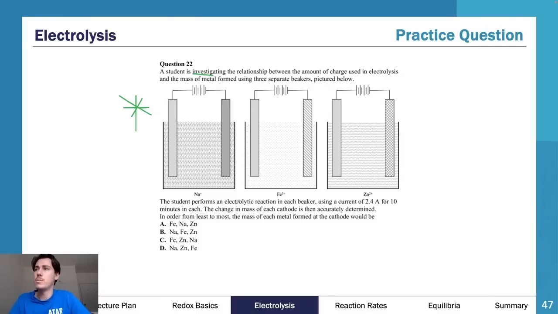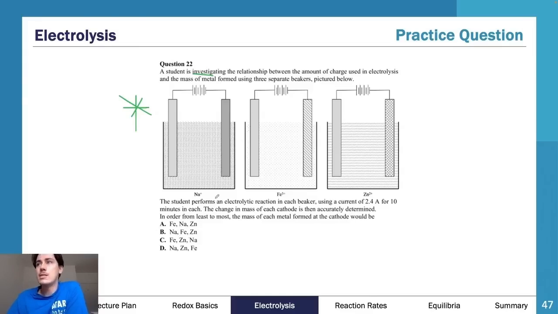The student performs an electrolytic reaction on each beaker using a current of 2.4 amps for 10 minutes on each. The change in mass of each cathode is then accurately determined. In order from least to most, the mass of each metal formed on the cathode would be, so least to most. Which one's going to form the least? Which one's going to form the most?